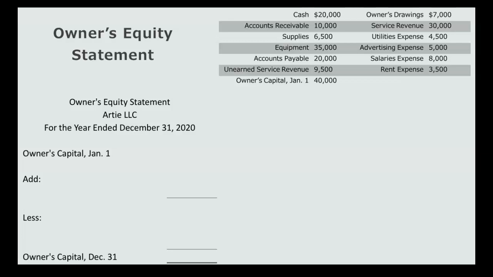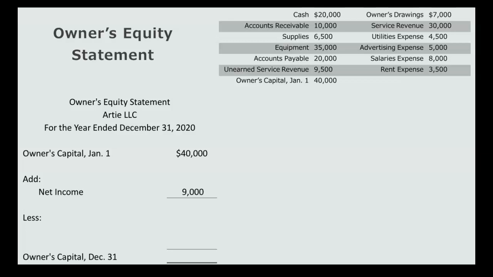So now we can start filling this out. Our owner's capital on January 1st, we were told that balance was $40,000. So January 1st, 2020, owner's capital had $40,000 in that account. Then we look at the add section. We weren't told of any additional investments made by this owner. So if there aren't any investments, we don't need to even list investments here.